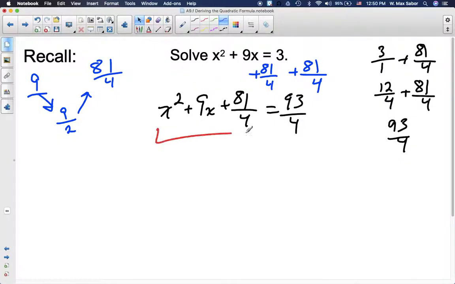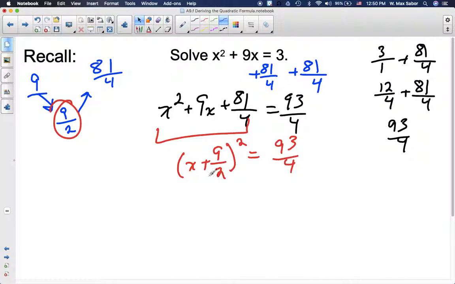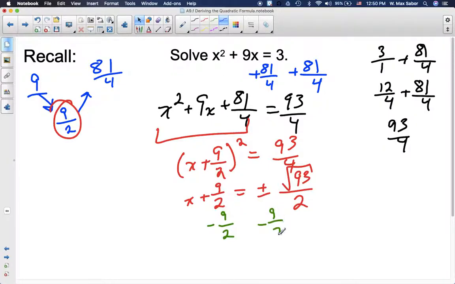Now, this is a perfect square trinomial. So we can say that it is x plus 9 halves squared equals 93 fourths. We can take plus or minus the square root of both sides. So that's the square root of 93. The square root of 4 is 2. And now the last step is to subtract 9 over 2 from both sides.